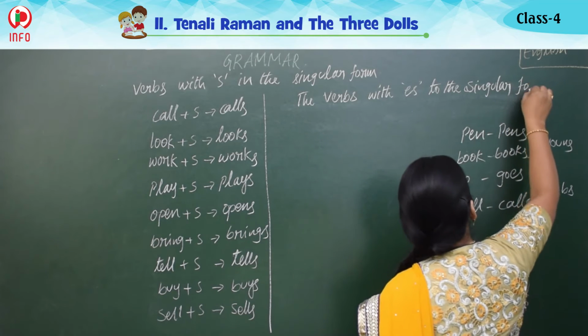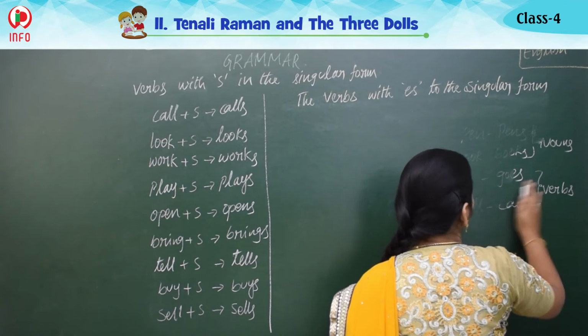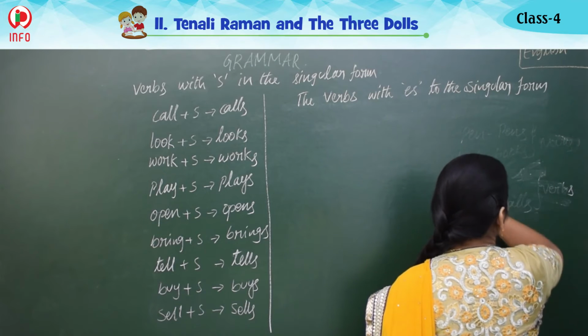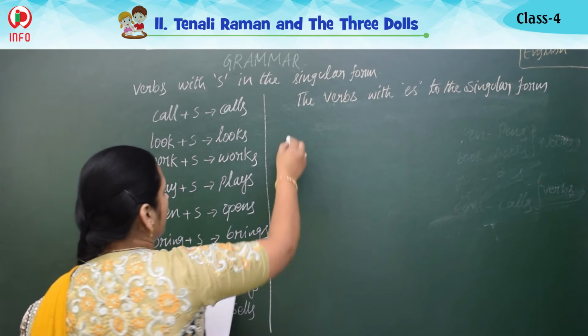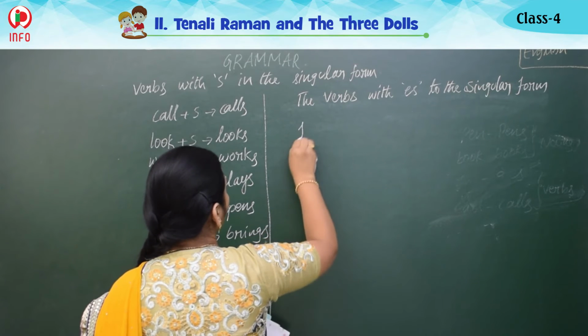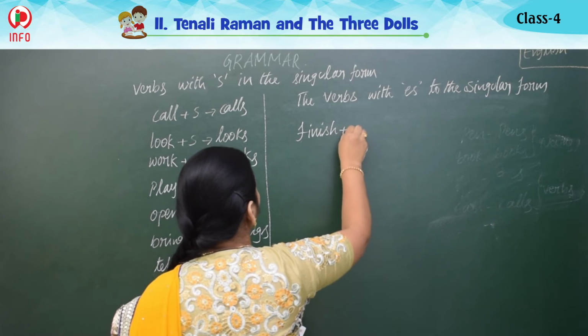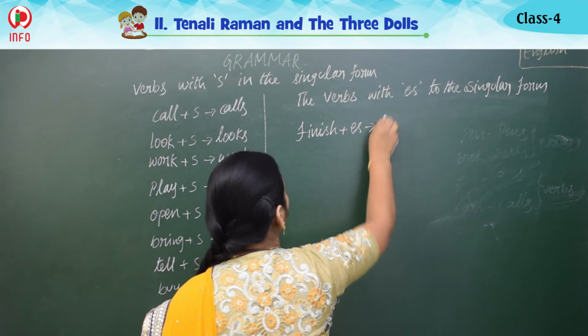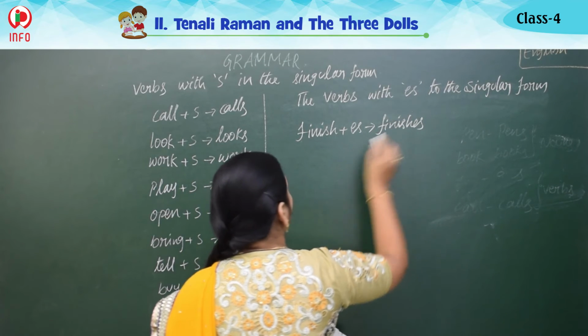To the singular form, see these children. For verbs we add es to the singular form. What are those we can see here? Suppose, that is finish, F-I-N-I-S-H. Finish, for this we can add es only. Then it becomes finishes. Yes, very good.